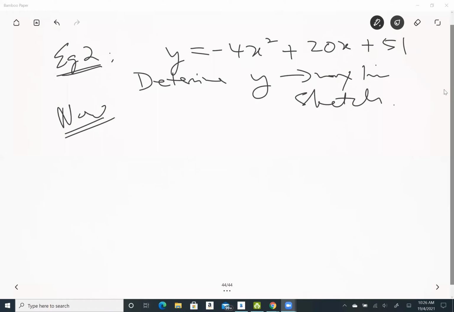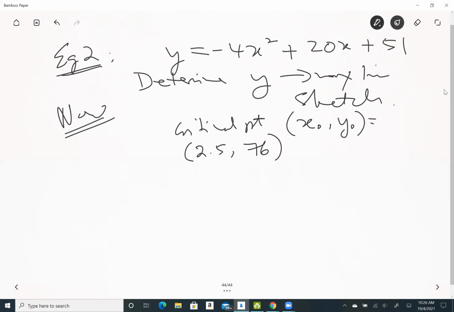If you take the first derivative, you will get negative 8x plus 20. So you get the critical point. All right. So what is the critical point? Anybody tell me? 2.5, sir. 2.5, 76. Oh, 2.5. Good. So you have the critical point.